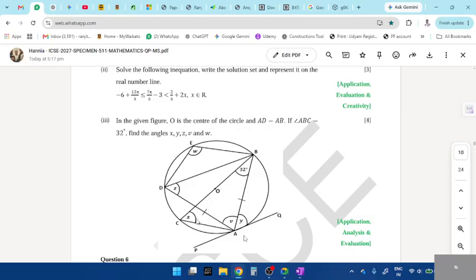So angle X is how much? 180 minus 122 is 48.